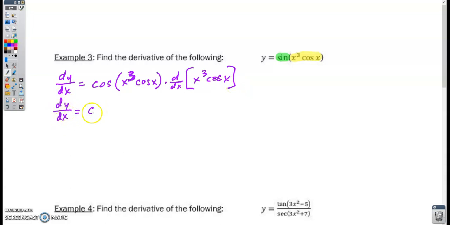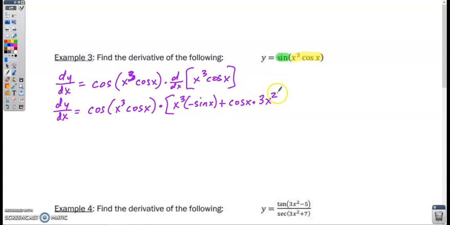And so now I'm just going to recopy that first line. And now I'm going to take the derivative of x cubed cosine of x. So in order to do that, this is a product of two things. So I'm going to use the product rule. So I've got x cubed times the derivative of cosine, which is negative sine of x, plus cosine of x times the derivative of x cubed, which is 3x squared.